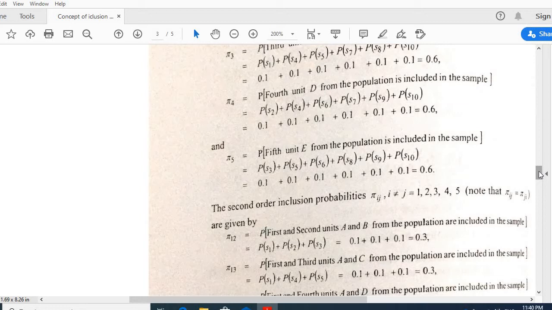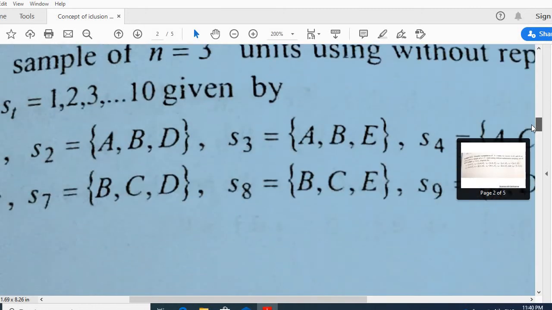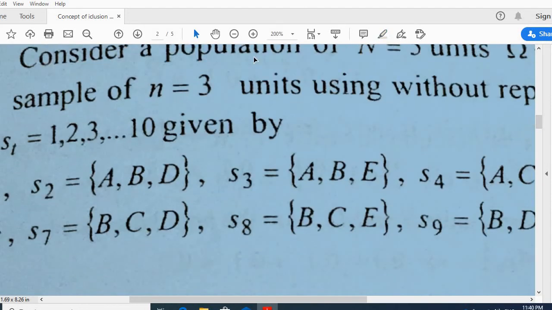Now we have to find the second order inclusion probabilities pi ij, that is pi 12, the probability that the first and second units, that is A and B, will be included in the sample. Now we have the samples which have the units A and B.